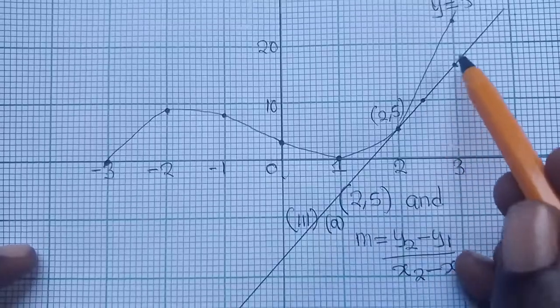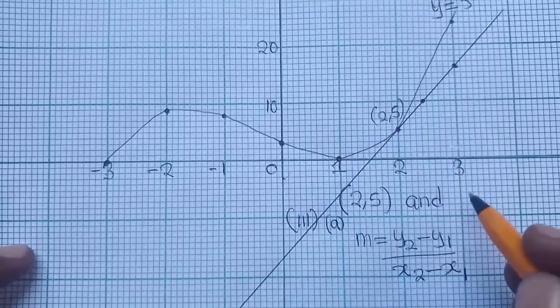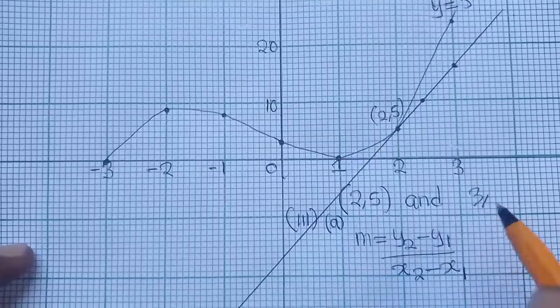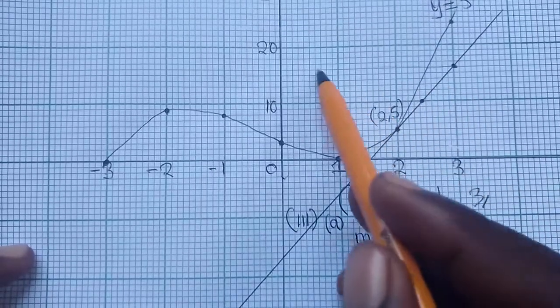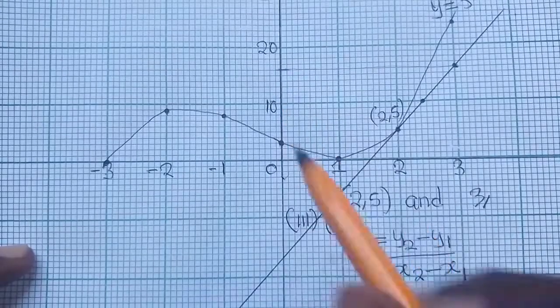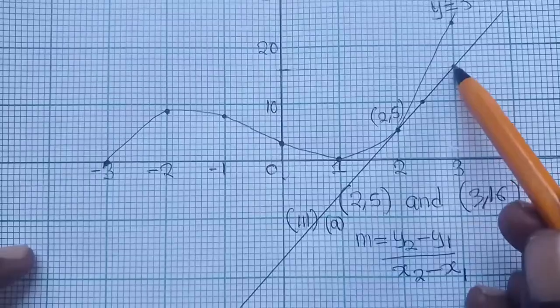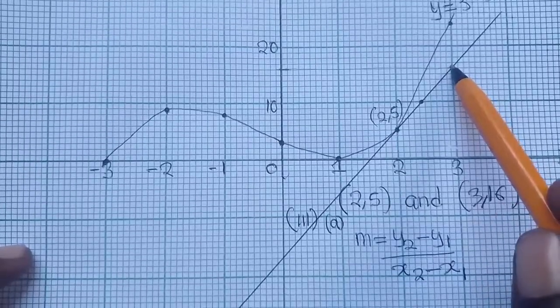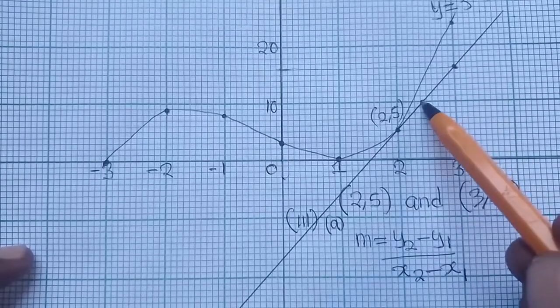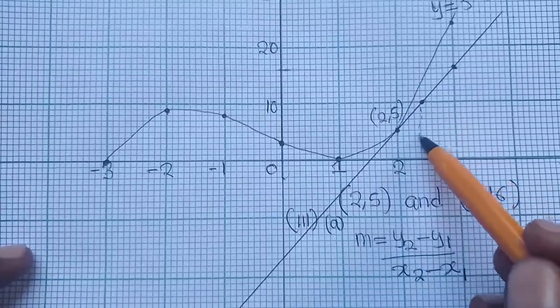So let me get a coordinate that is here. This is 3. It is along 3. So that is 3, comma what? I go there, check here. So 10, 11, 12, 13, 14, 15, 16. So that is 3, 16. So a coordinate that is there, that is 3, 16. So if you want, you can pick this one. So if you pick this one, let's say you pick this one, you come this side.